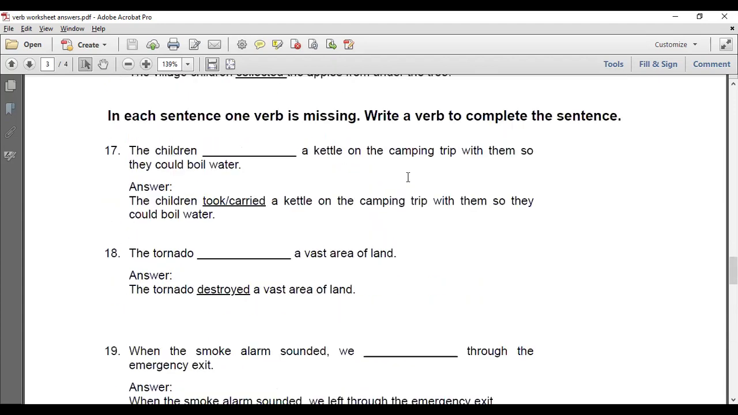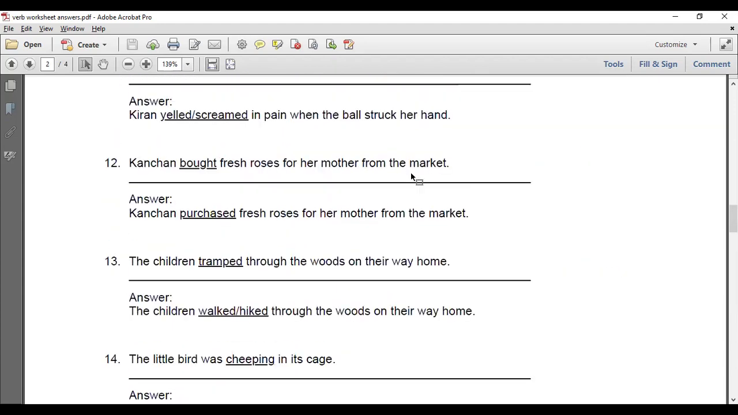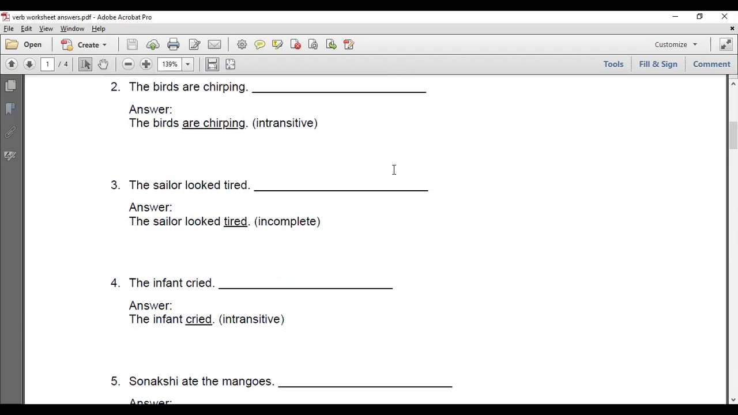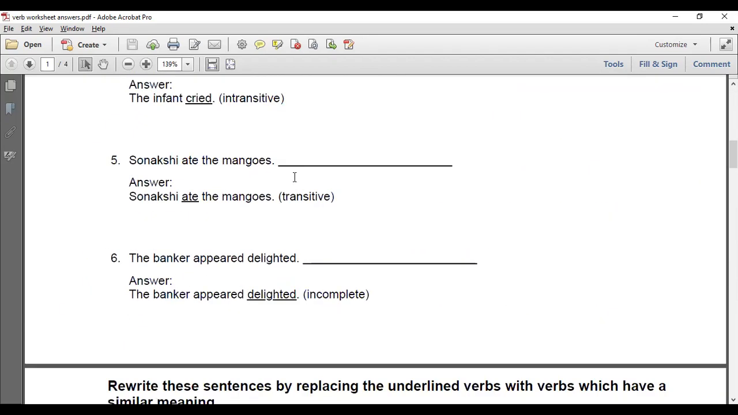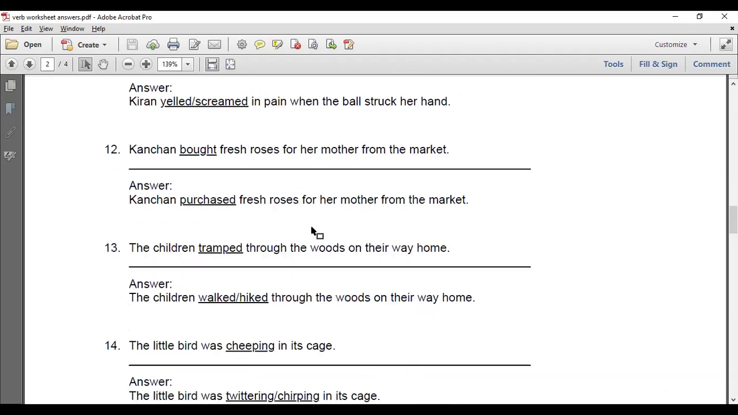Okay, students, I want you all to mark yourself over here, and if you've got less than 10, that means you must go through my verb video again and practice verbs. If you have got about 20, then fantastic. If it's between 10 and 20, that means you need to practice more.